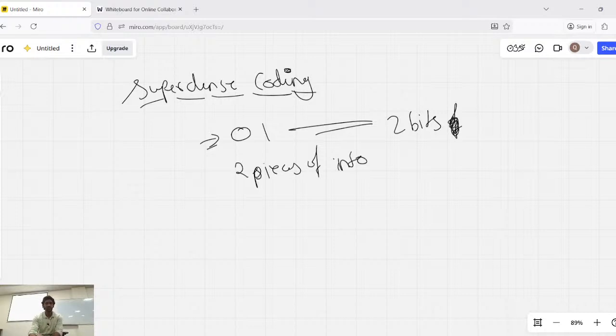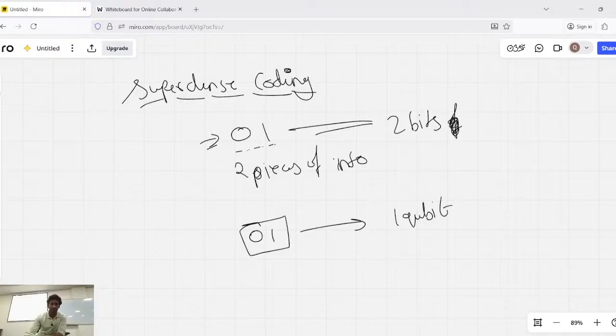But by using superdense coding, I can send these two pieces of information by just using a single qubit. So that's the primary concept of superdense coding. Simply put, I can send two pieces of information by using a single qubit, which classically takes 2 bits to send. And how does this exactly work? It's a very simple and straightforward concept actually.